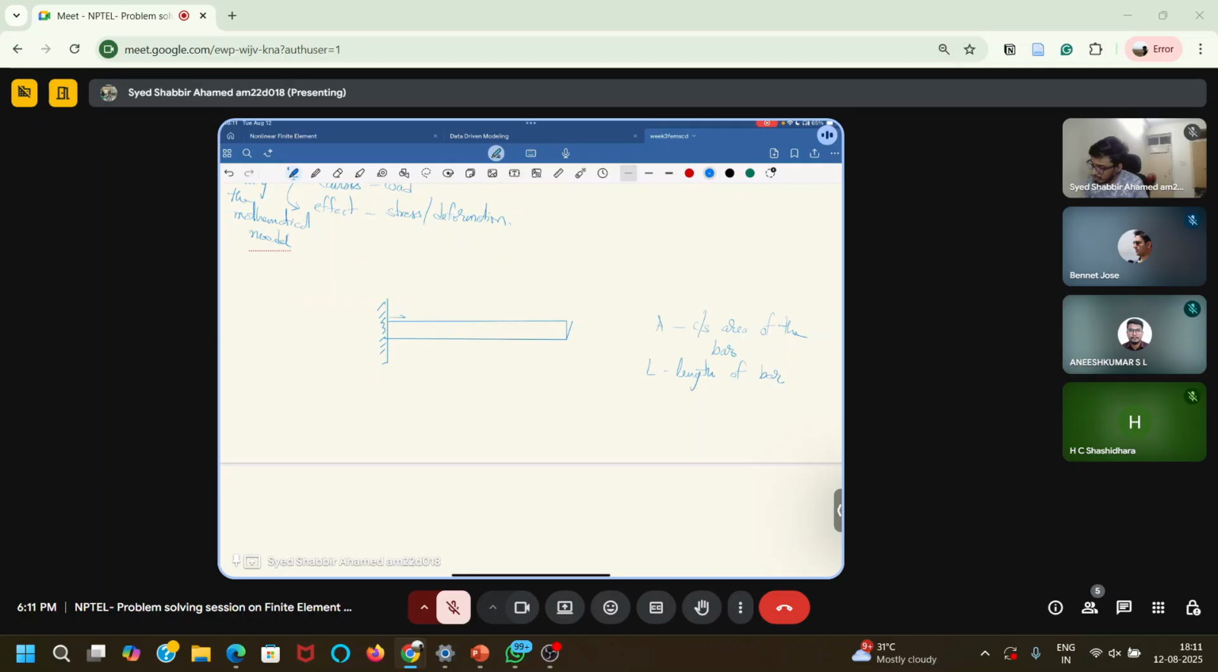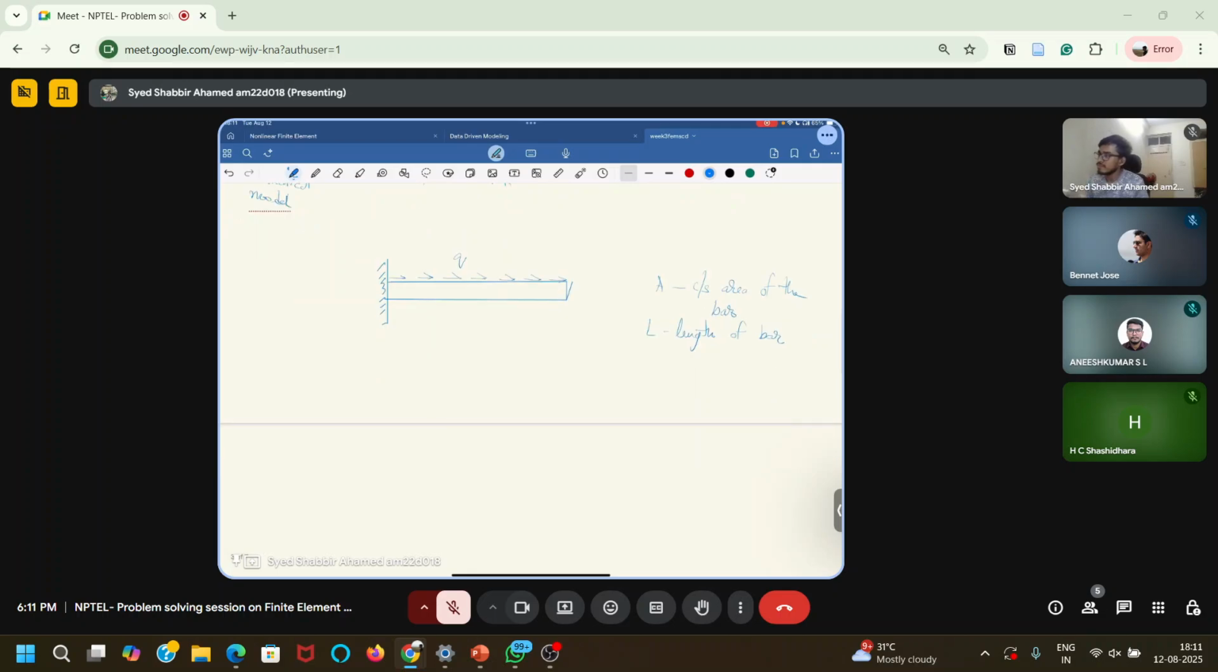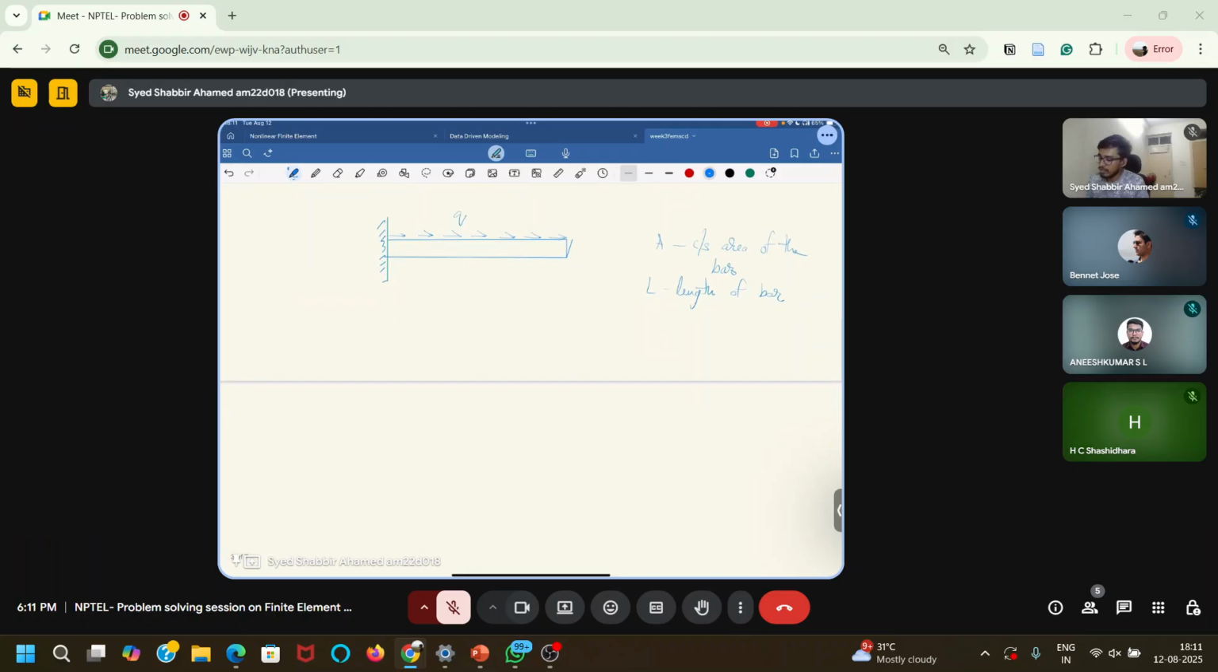and there is some kind of distributed load, like axial distributed load. So this is kind of load per unit length, Q, acting on the bar. Okay, or you can also call it surface traction.